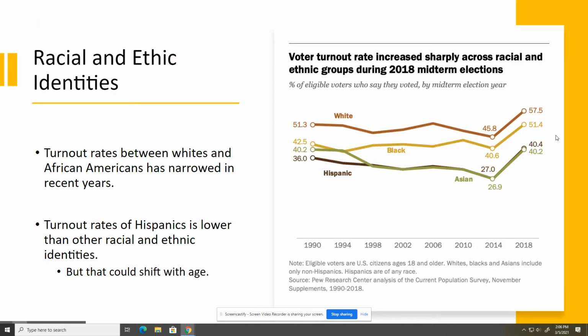Next is racial and ethnic identities. So historically, race is going to correlate significantly with voter turnout. Whites have historically had the highest turnout rates. The turnout rates between whites and African Americans, however, has narrowed in recent years. Okay, so African American turnout rate has actually risen to within 2 to 3 percentage points of the white turnout rate. However, the turnout rates of Hispanics is lower than other racial and ethnic identities.